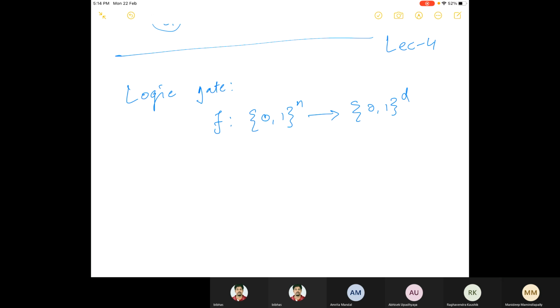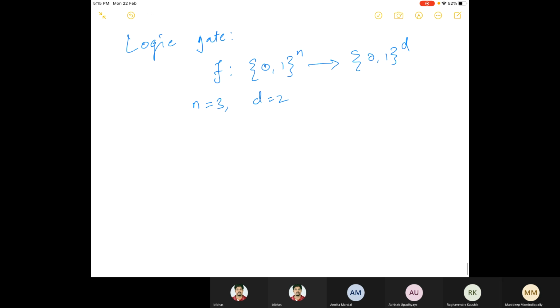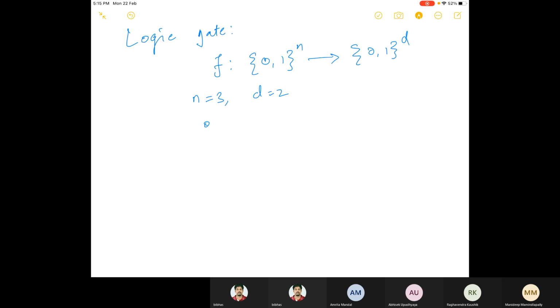For example, if let's say n equals 3 and d equals 2, we have possible inputs which are 0,0,0, and 0,1,0, and so on. So there will be 8 possible inputs. So we can always say here that we have one or more bits as input. So here I can say 1,1,1. So these are possible inputs, and for each input we'll have a corresponding output.